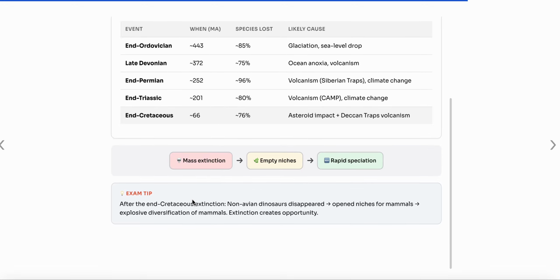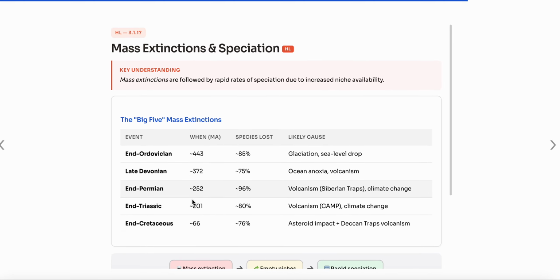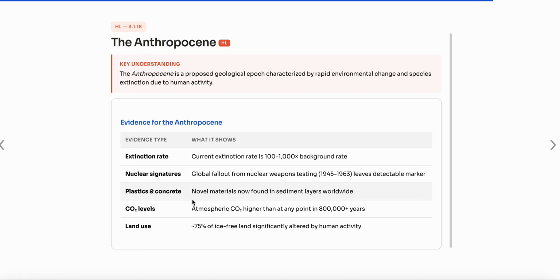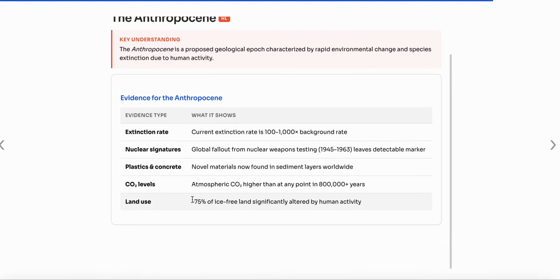But why are people concerned about mass extinction? It is said that the current mass extinction is the Anthropocene, led by human activity, because the current extinction rate is 100 to 1000 times more than the background extinction rate. That's why people are concerned about conserving species. Rising carbon dioxide levels and land use are creating rapid environmental change, and that is something we need to take care of.